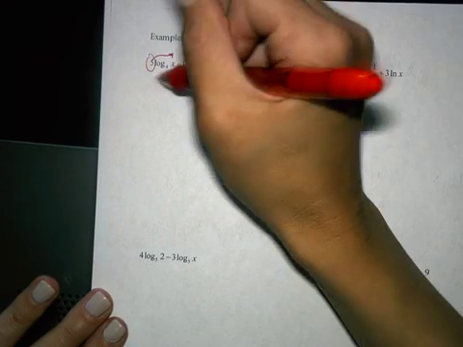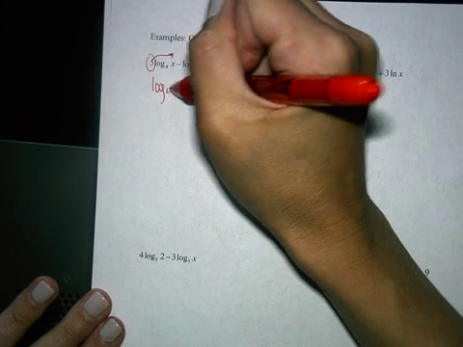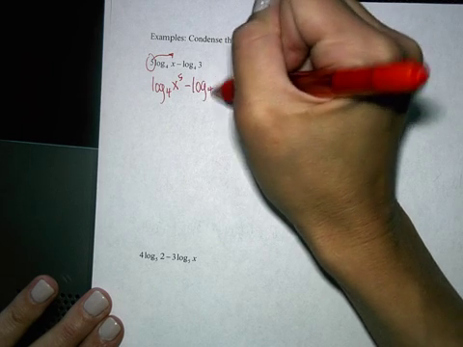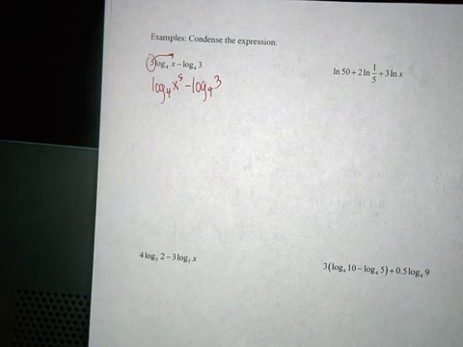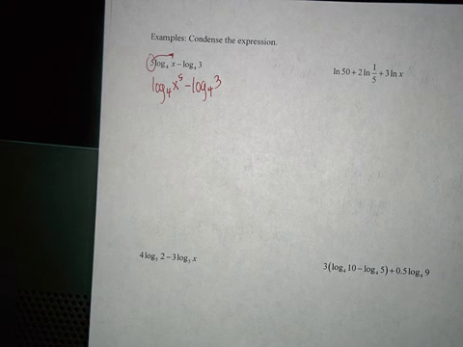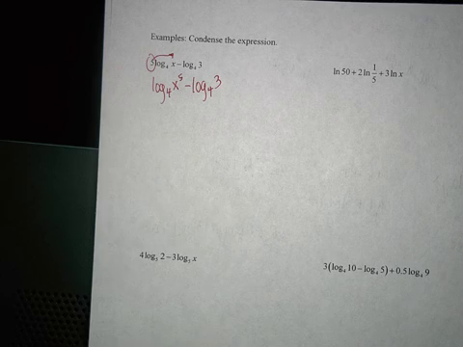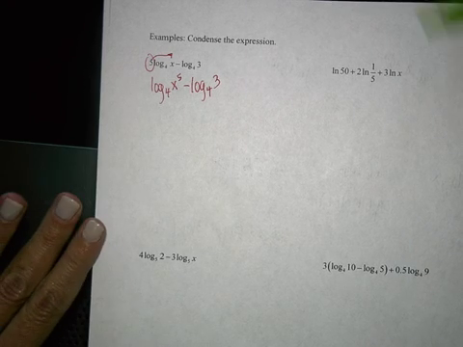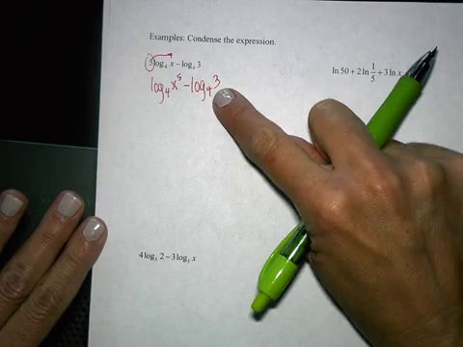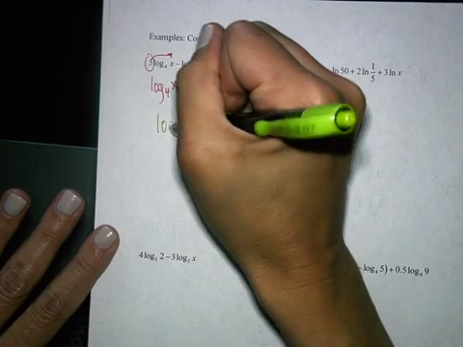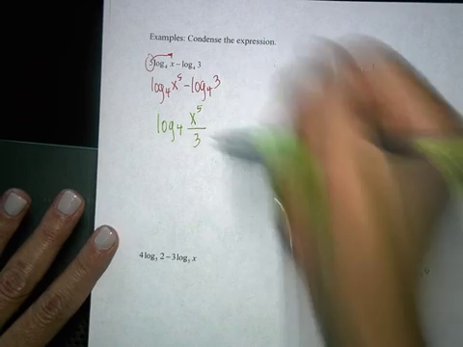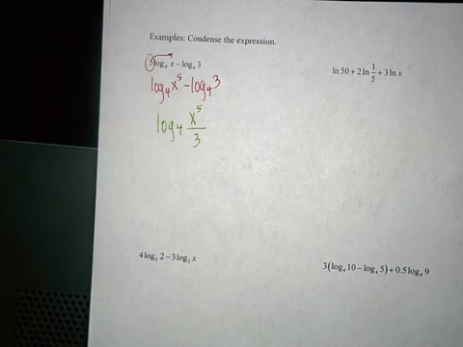So let's rewrite that. We have log base 4 of x to the 5th power minus log base 4 of 3. Now, subtraction goes with what? Division. So we're trying to condense this and write it as a single log. And so all we're going to do is end up writing these as division. The first number goes on top. The second one goes to the bottom. And so you have log base 4 of x to the 5th power over 3. And that's your answer.